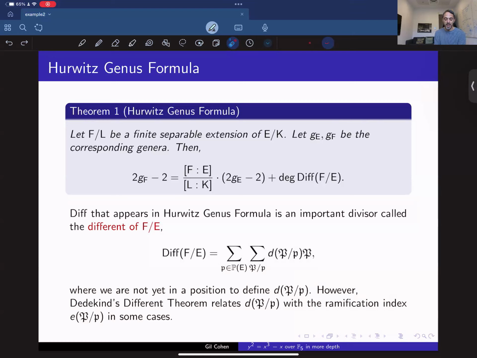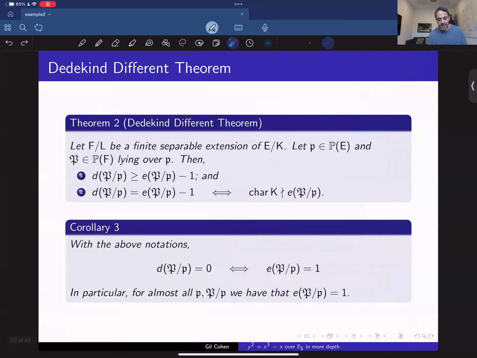But what we will be able to do is to state another big hammer that we'll talk about, which is called Dedekind's different theorem, which relates this number with the familiar ramification index, in some cases. So what is this Dedekind different theorem that will demystify the different divisor? Again, we are in the same setting. F over L is a finite separable extension of E over K, and you take a prime divisor at the lower level and a prime divisor above it, capital P.